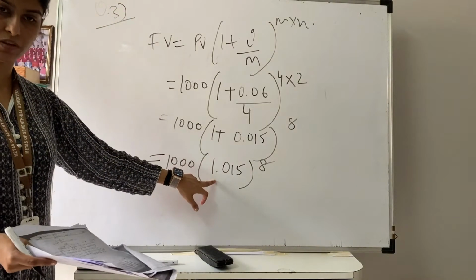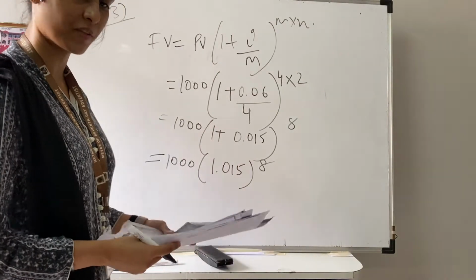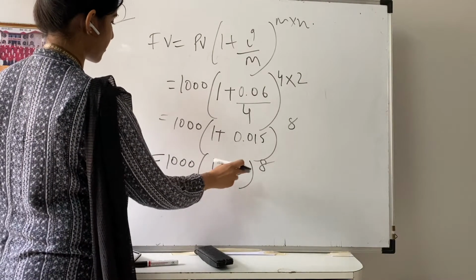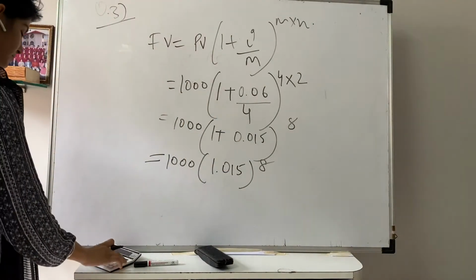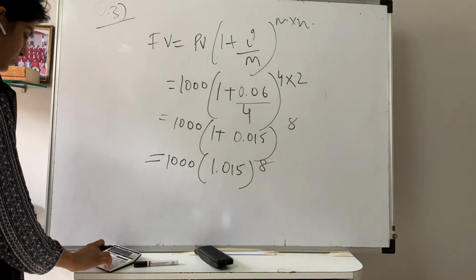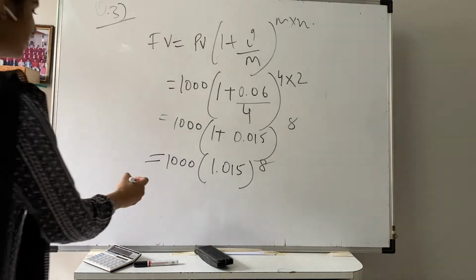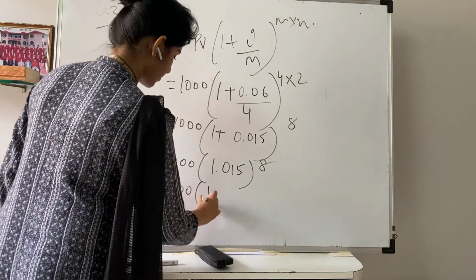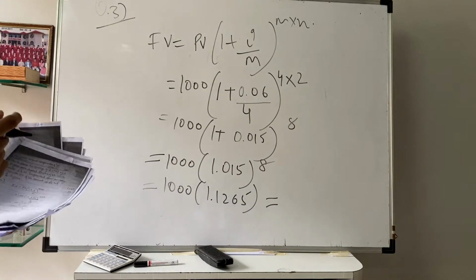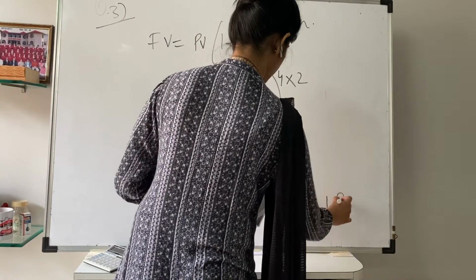You didn't get 1.015, Manoj. 1 plus 0.015. Okay. Take your calculator. Find out the figure of 1.015 raised to 8. 1.015 into 1, 5, 6, 7, 8. 1.1265. 1000 into 1.1265, which is equal to 1126.49 or something like that.